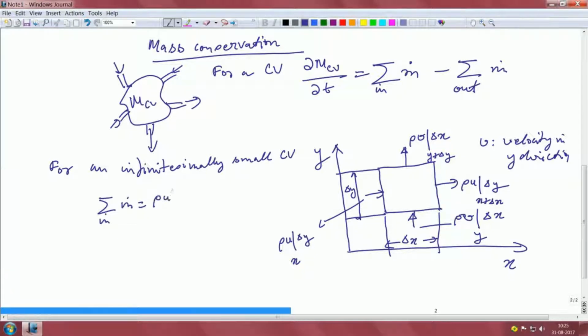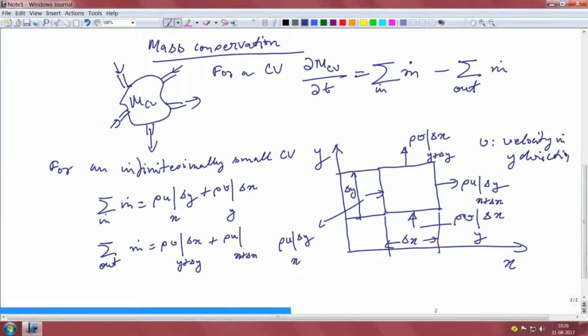Coming back now, if we write all the inlet mass within this control volume, it will be rho u evaluated at x into delta y, plus rho v evaluated at y into delta x. This is the mass that is entering the control volume, as you can see from the arrows. Then there is the mass going out, which is m dot, that will be rho v evaluated at y plus delta y into delta x, plus rho u at x plus delta x into delta y. So, this is the inlet and the outlet mass.